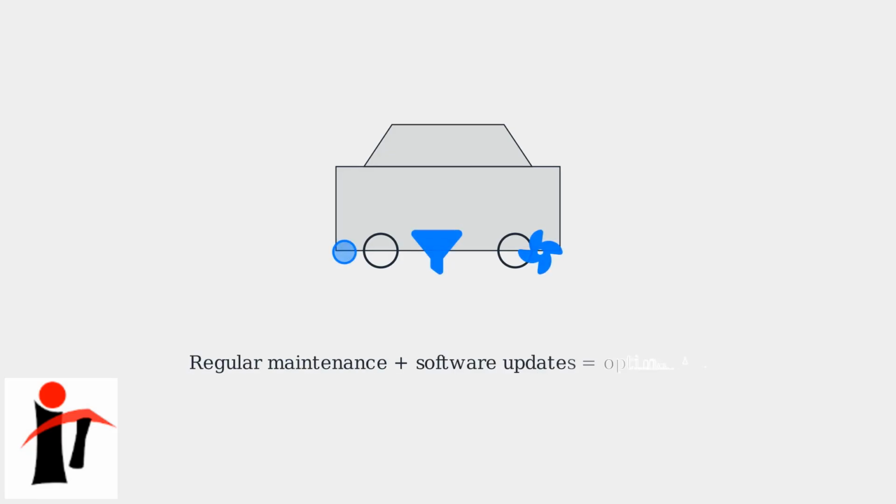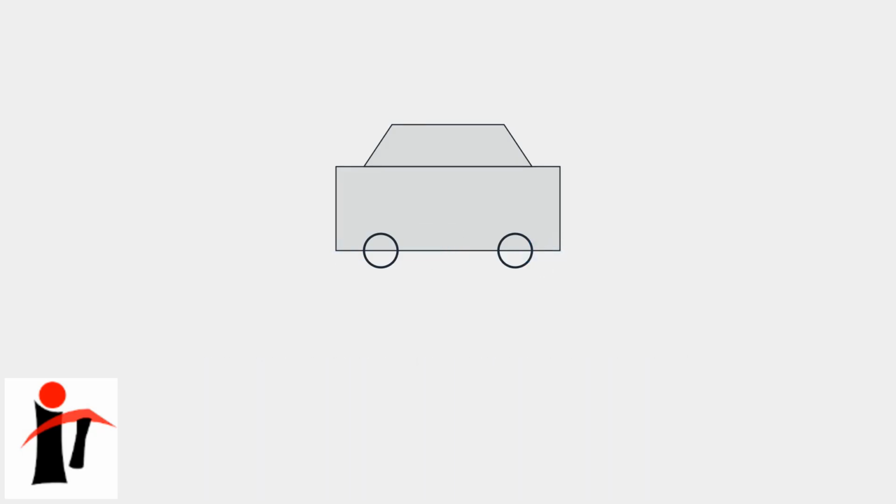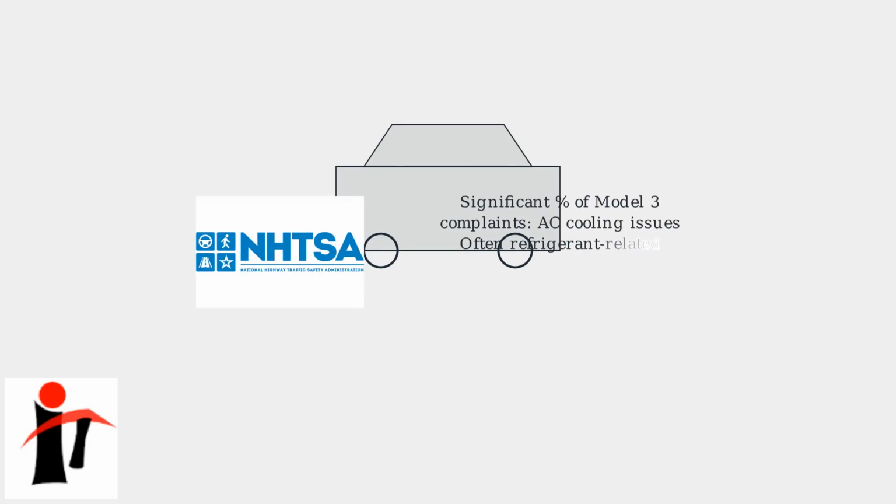These real-world examples underscore the critical importance of regular maintenance, such as checking for refrigerant leaks and replacing cabin filters, along with keeping your Tesla's software updated to optimize AC performance. According to National Highway Traffic Safety Administration data, a significant percentage of Tesla Model 3 complaints involve AC cooling issues, with many cases linked to refrigerant problems. This highlights the need for proactive care to maintain your vehicle's comfort and efficiency.